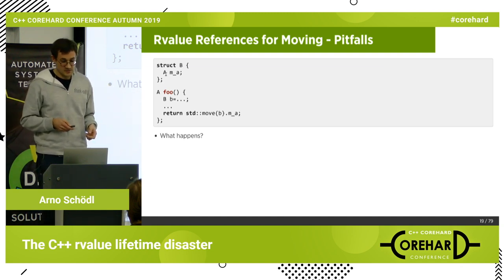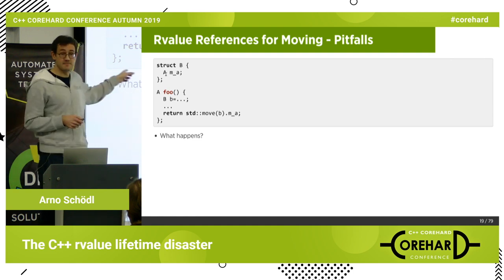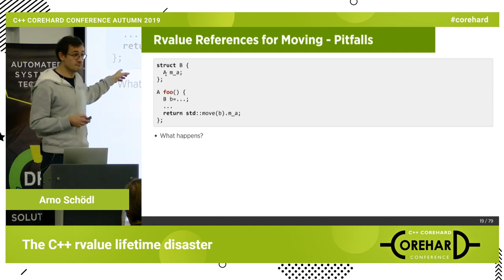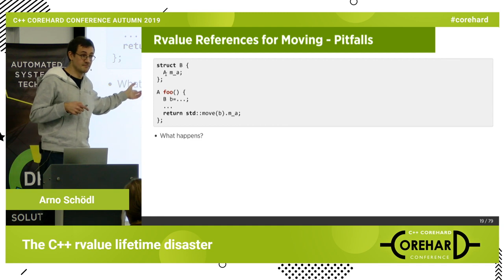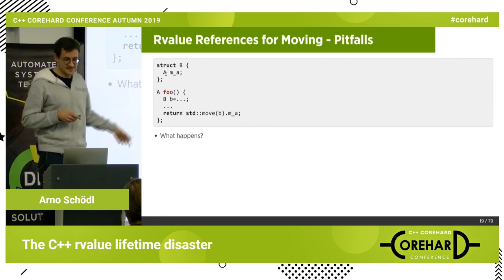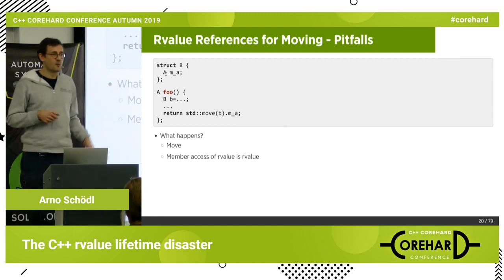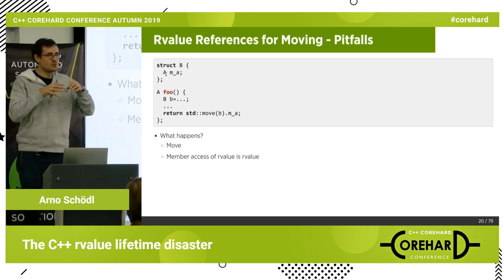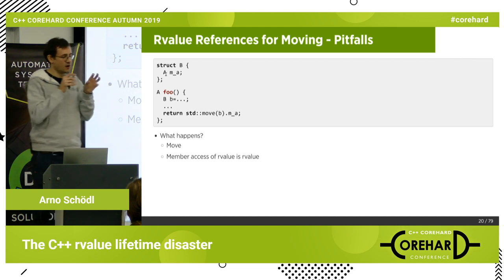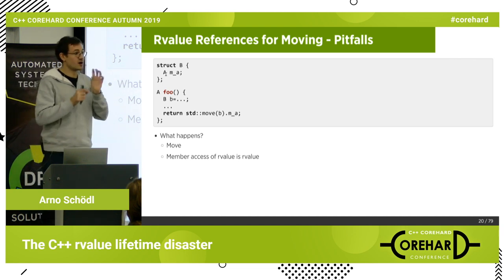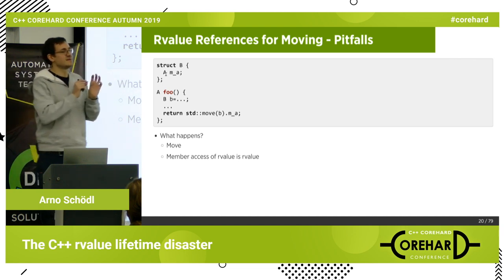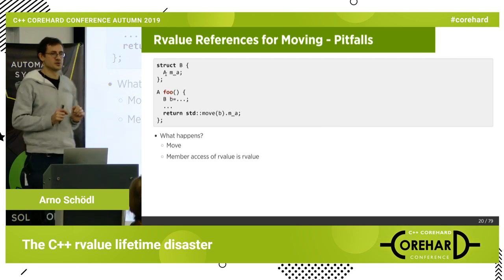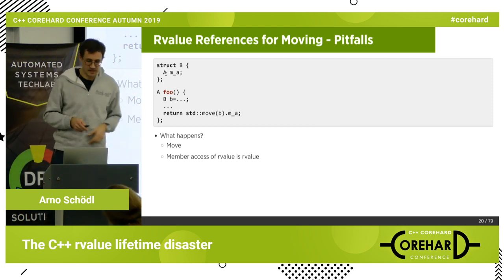Now, what you can do is this. Is that OK? Not OK? It's OK. You get a move. Why do you get a move? Because once the left-hand side of a member access is an rvalue reference, then your member access is also going to be an rvalue reference.